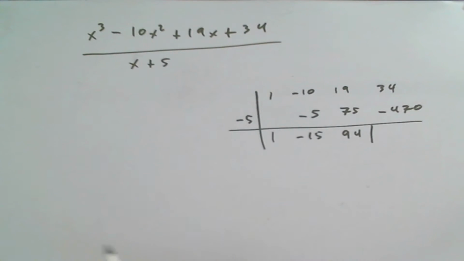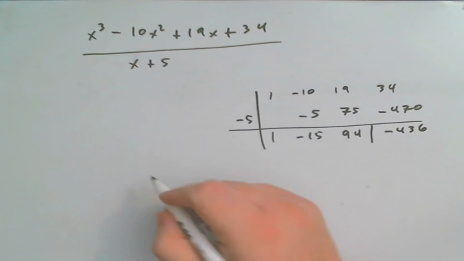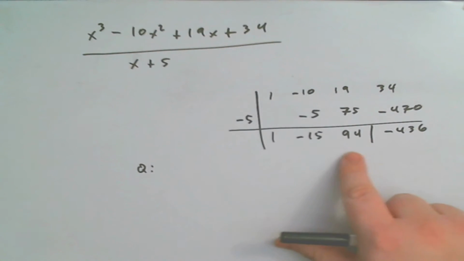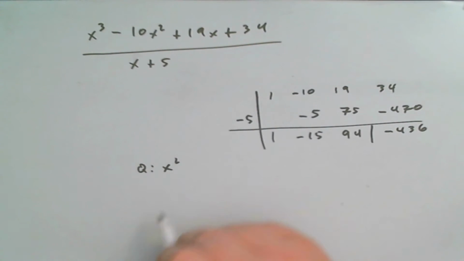Okay, and then we add this up. 34 plus a negative 470. Okay, so 34 minus 470, and we get negative 436. So again, our quotient is going to be this here. These are the coefficients of the quotient. This is a quadratic, so x squared minus 15x plus 94.